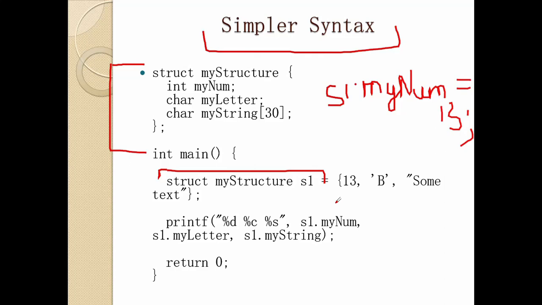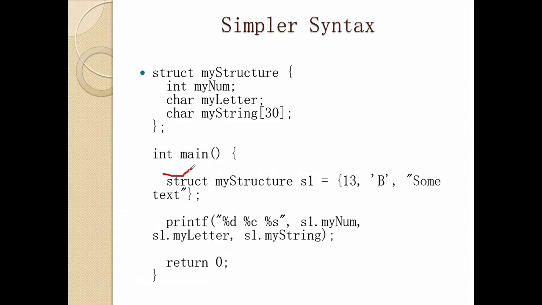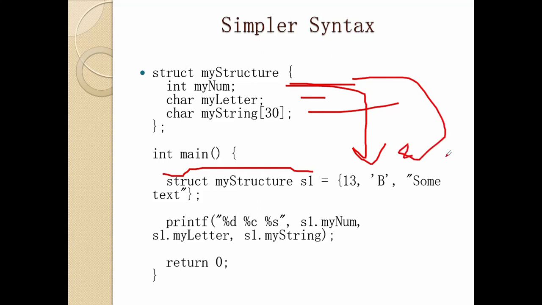So in order to decrease the length of the code, make it easier to understand and decrease the workload, there is a shorthand for initializing, or giving a value to, a structure variable. We define a structure variable, struct mystructure s1, write equal to and open curly braces. We declare the values in the order in which the variables were defined inside the structure: first my num, then my letter, and then my string. For my num we give 13, then b, and then some text.